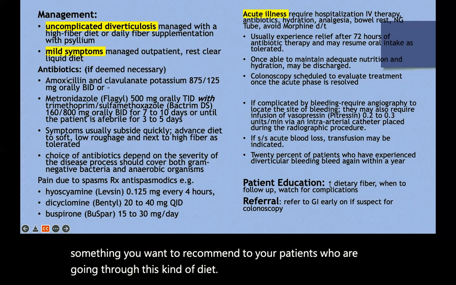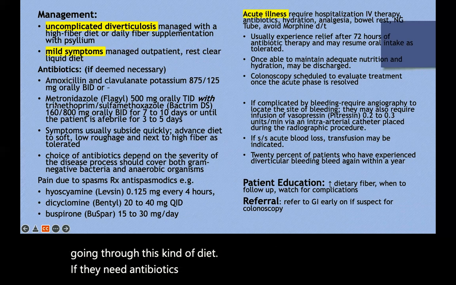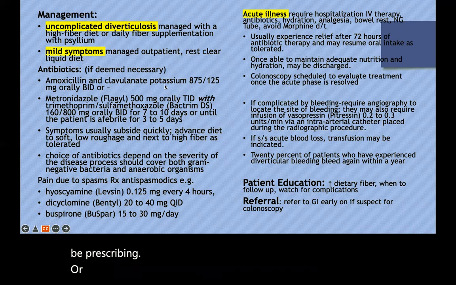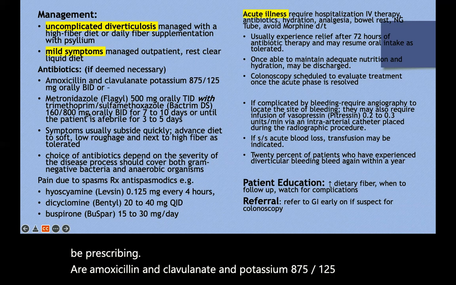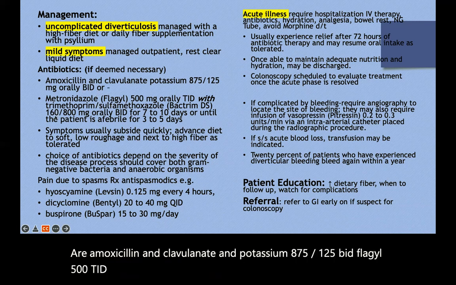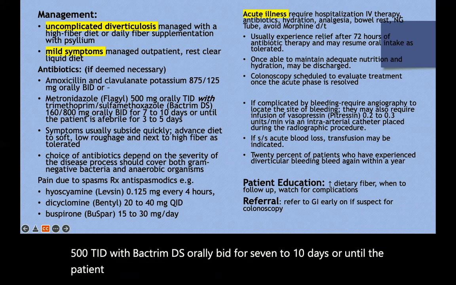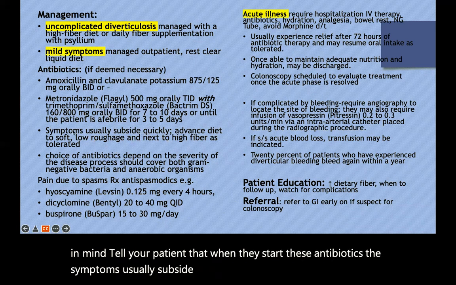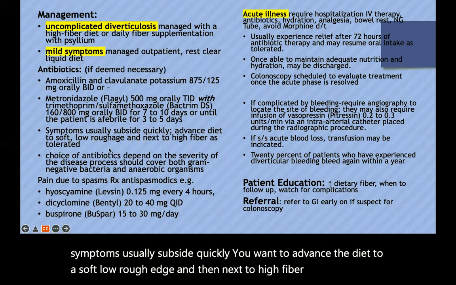If they need antibiotics, the appropriate antibiotics you're going to be prescribing are amoxicillin and clavulanate potassium 875/125 BID, Flagyl 500 TID with Bactrim DS, orally BID for 7 to 10 days or until the patient is afebrile. Symptoms usually subside quickly, so keep that in mind. Tell your patient that when they start these antibiotics, the symptoms usually subside quickly. You want to advance the diet to a soft, low roughage diet, and then next to high fiber as tolerated.